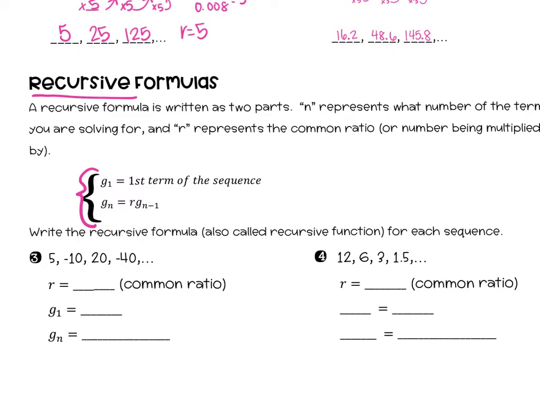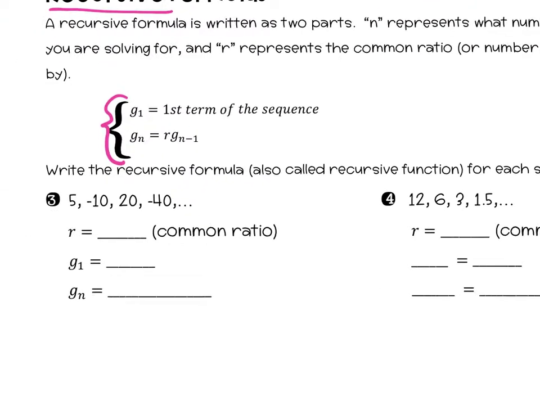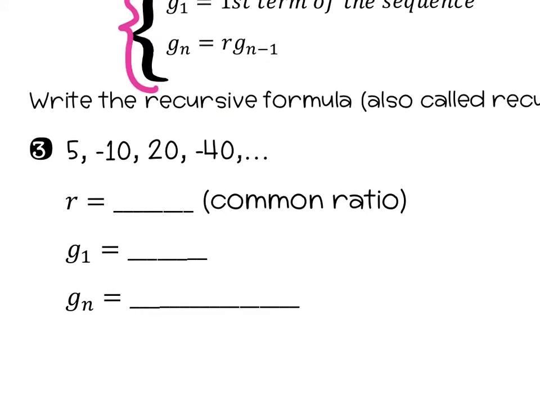So on the first one, we have 5 to -10 to 20 to -40. Anytime your line is switching like that, positive, negative, you're most likely multiplying by a negative number. And then 5 times, you would think times blank would equal -10, and that's -2. So our common ratio, or R, is -2.